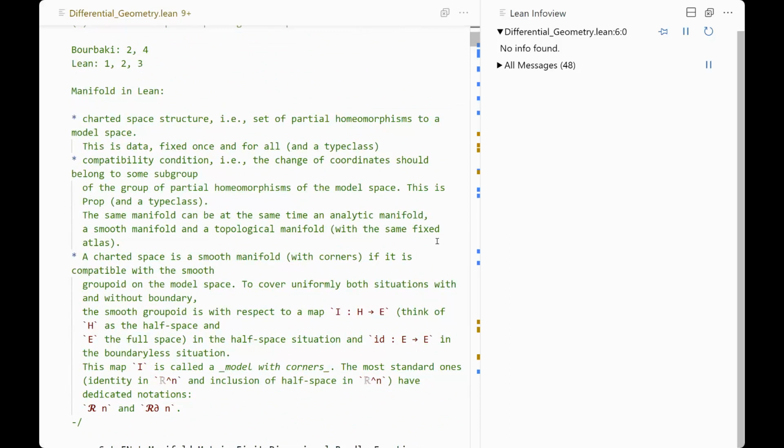Actually, maybe it's good to also just draw something on the board. So we have this vector space E. And then, often manifolds are modeled by a whole vector space, but if we want to allow boundaries or corners, then maybe actually our model space will just be a half space or a quarter space or something.